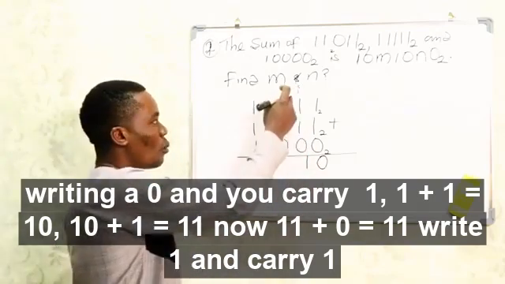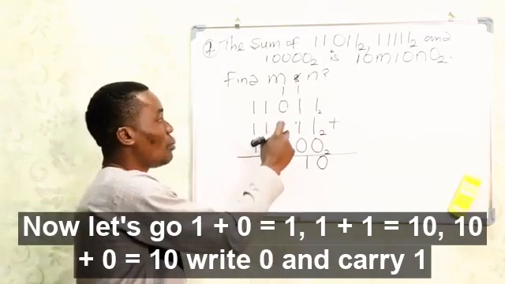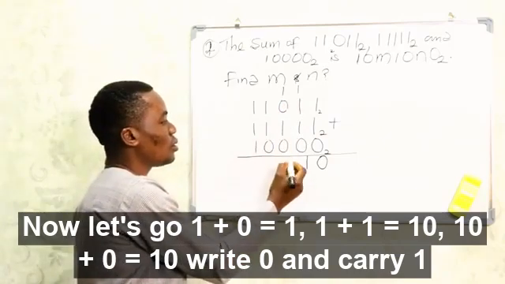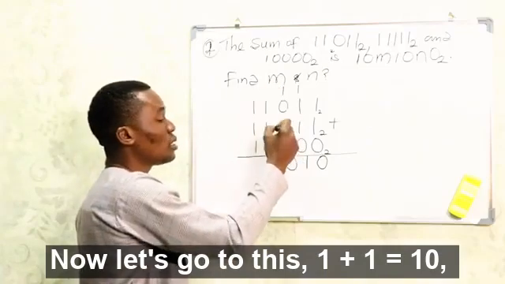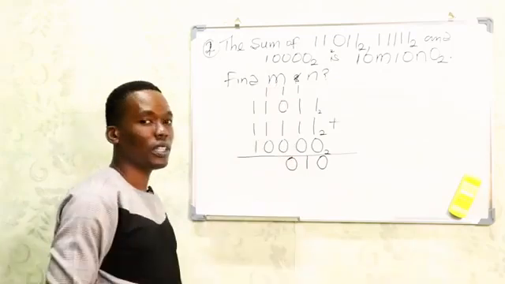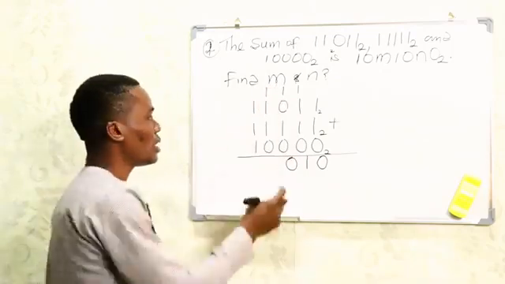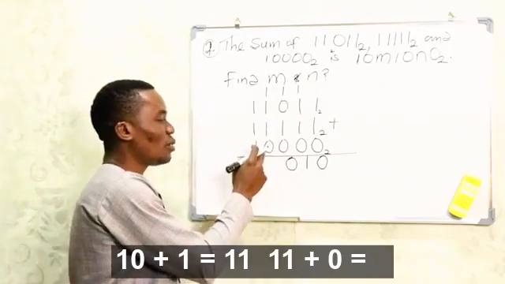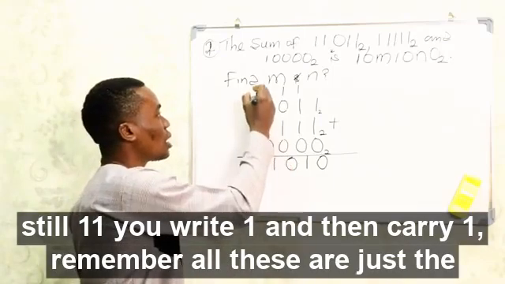Now let's go. 1 plus 0 is going to give you 1. 1 plus 1 is going to give you a 10. 10 plus 0 is still going to give you 10. You write your 0 and you carry 1. Now let's go to this. 1 plus 1 is going to give you 10. 10 plus 1 is going to give you 11. 11 plus 0 is still 11. You write 1 and then you carry 1.